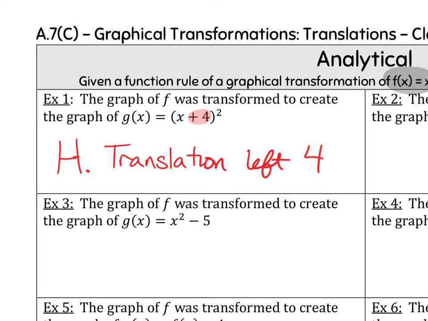I can also be a visual thinker and use a graph to answer this question. I would go to Desmos and graph both the parent function and this f of x, or g of x function, and see what they look like. Let me show you what that means. Once you confirm on the graph that it does actually move to the left 4 units, you're done. I just need the vocabulary here, the verbal description of what's happening. It is a horizontal translation left 4.